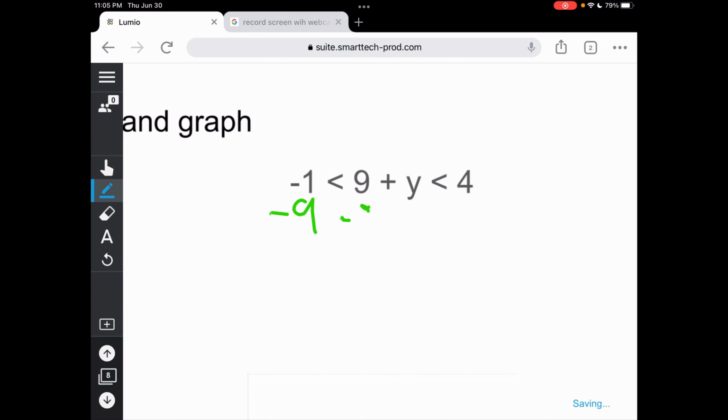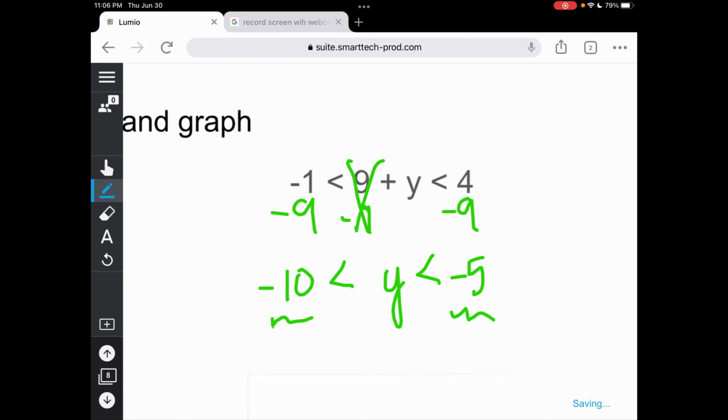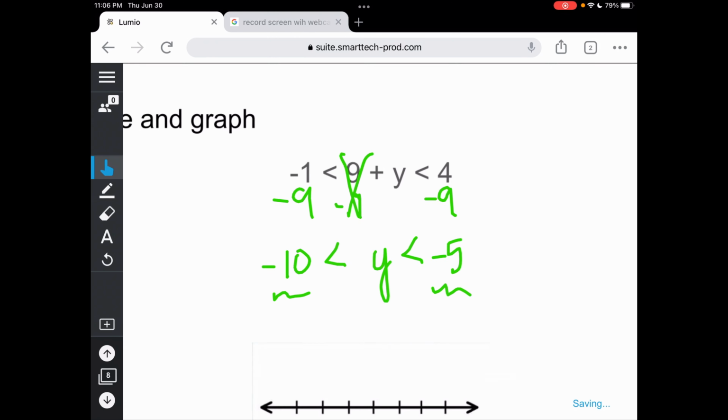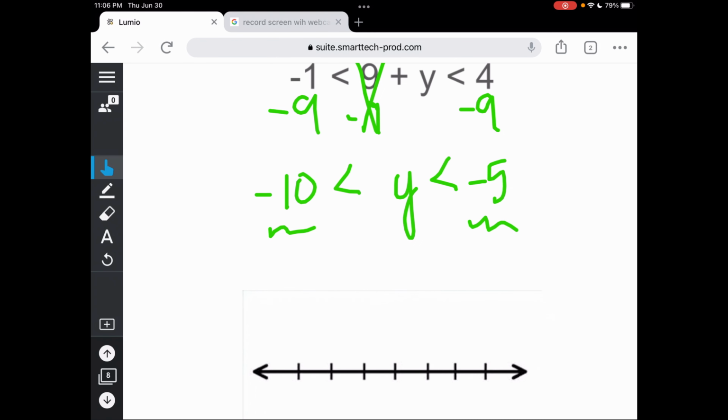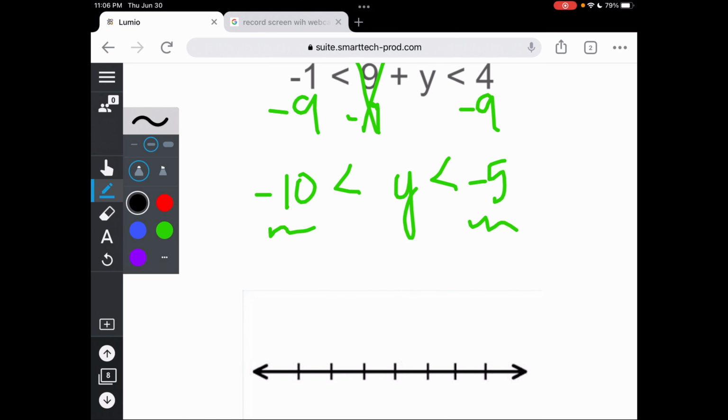-9, -9, -9. You become -10. You cross out, drop down the less than, drop down the y, you become -5. So -10 is less than y, which is less than -5. In other words, y is in between -10 and -5. So let's make a number line that reflects that.